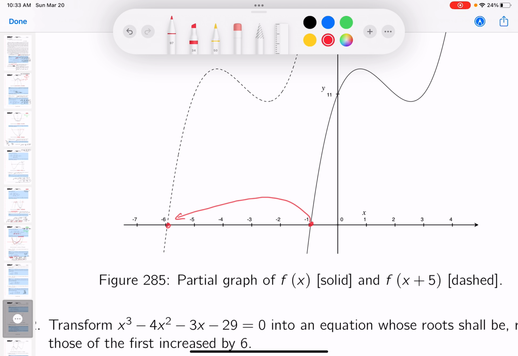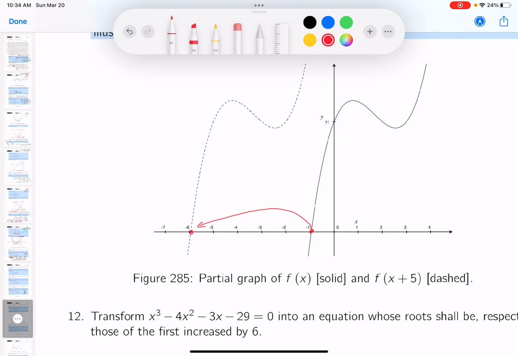And that's pretty obvious. There's only one real root there, 2 complex roots. All right, it's a cubic polynomial.